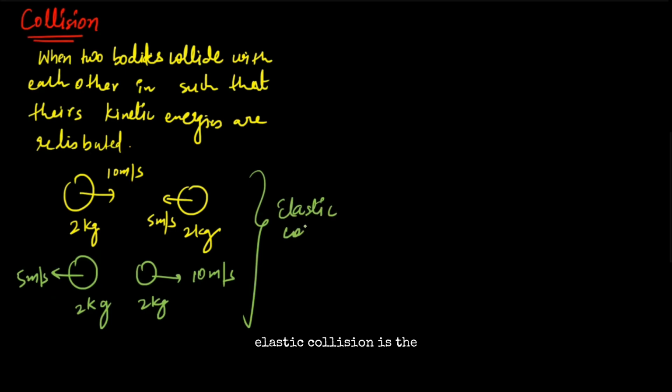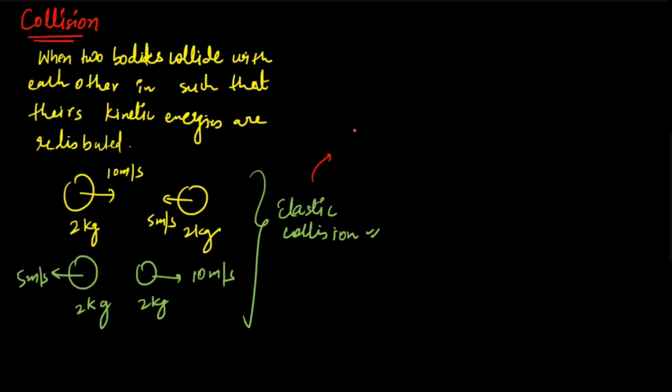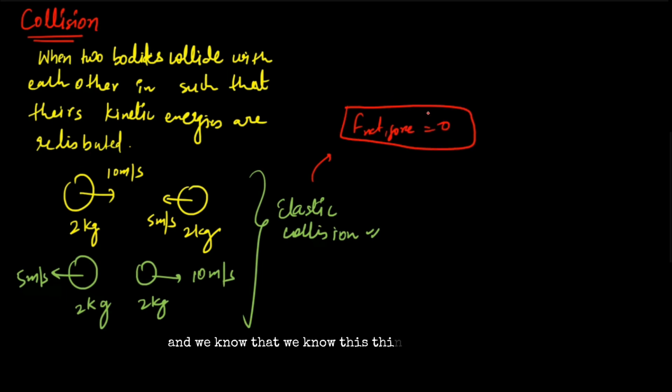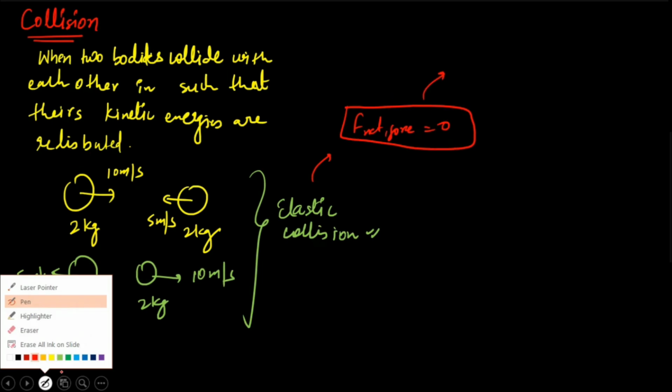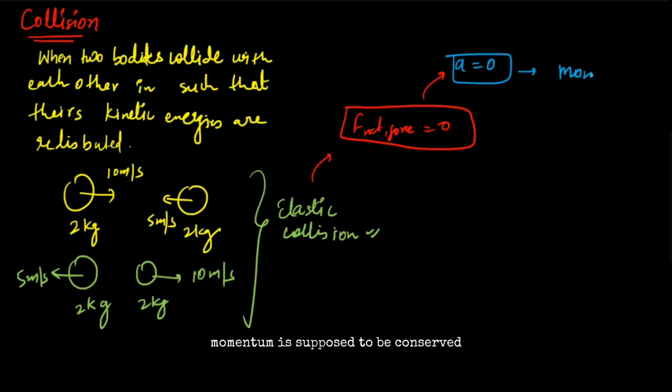So elastic collision is the easiest type of collision to understand, in which the net force acting on the system must be zero. And we know this thing's application: if the net force acting on a system is zero, it means there is no acceleration of the system. And if there is no acceleration, it means momentum is supposed to be conserved.